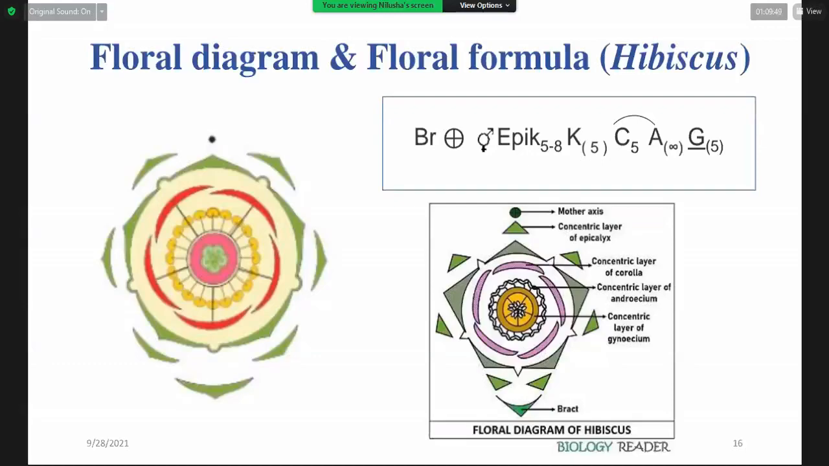So here we write capital C, not in brackets. In this picture you can see they are yellow in color.